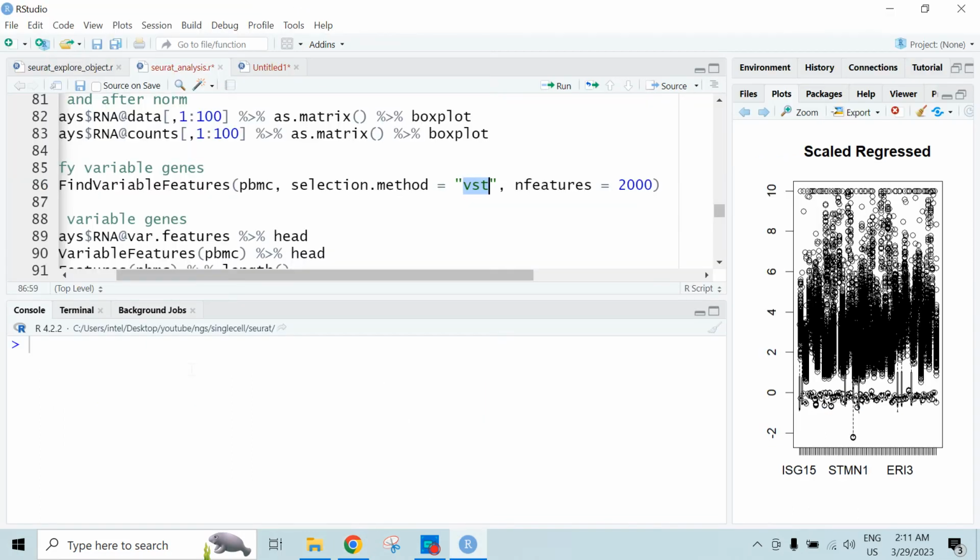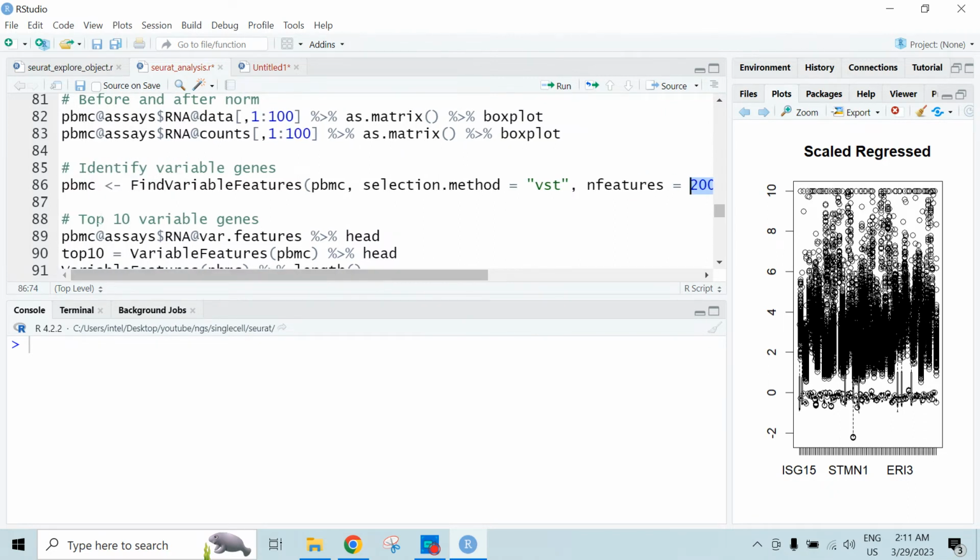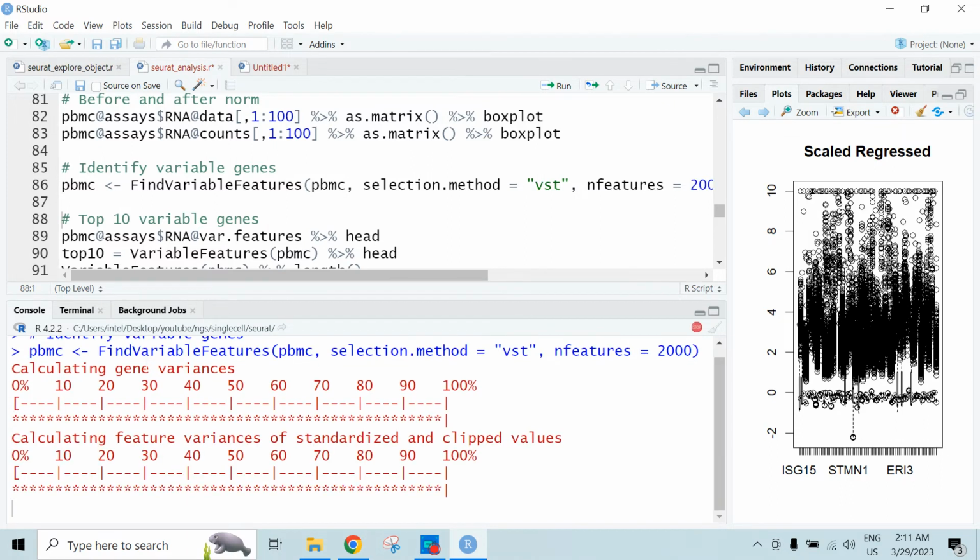So the function, by default, gives the top 2000 variable genes. We can change this parameter as well, but if you retain a higher number, it will be more computationally intensive. Now let's run this. It is now finding the most variable genes.